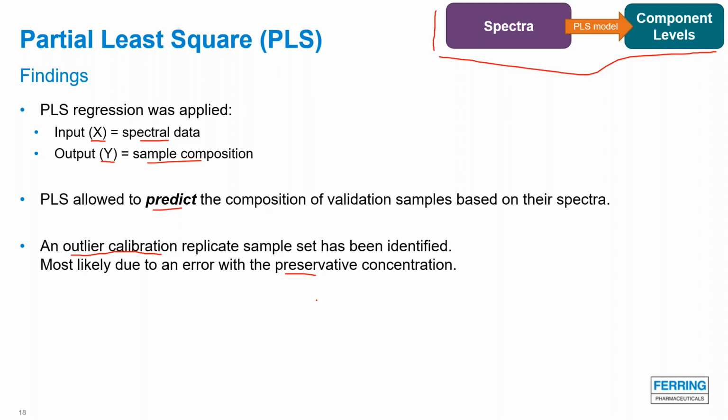As you have seen, if we include the outlier, we have a very bad prediction capability regarding the preservative. However, for the API, including or excluding the outlier sample set has only a slight effect compared to the preservative concentration. So that's why I'm saying here that it's most likely due to an error with the preservative concentration in the sample that explains this outlier.